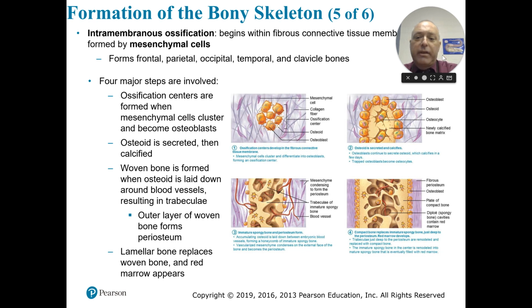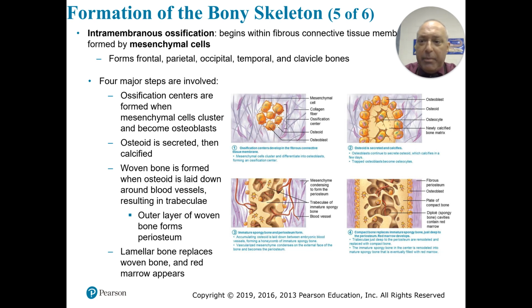These ossification centers are formed when mesenchymal cells cluster and become osteocytes, which we see here. The osteoid is secreted and then calcified, and so we see the formation of this bone structure where we've got our osteoblasts on the side for remodeling and our osteocytes, which are making the osteoid. Woven bone is formed when osteoid is laid down around blood vessels, resulting in trabeculae. And there's an outer layer of woven bone that forms the periosteum. There's also lamellar bone that replaces woven bone, and your red marrow appears there.